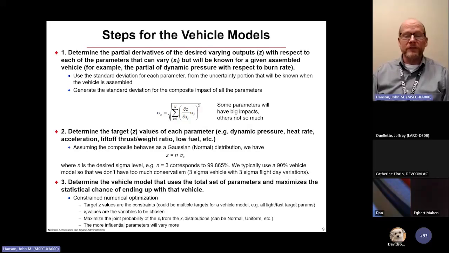We typically don't use a number that high because when you put that in the Monte Carlo sim and you generate something else, like when I launch, I want to be able to get 99 point whatever percent of the cases to orbit. And I want to succeed with a very high fraction of cases. Typically, we don't do a 3 sigma vehicle and a 3 sigma flight day variation. So we typically pick something like a 90% vehicle model, just to reduce how much conservatism you might get.